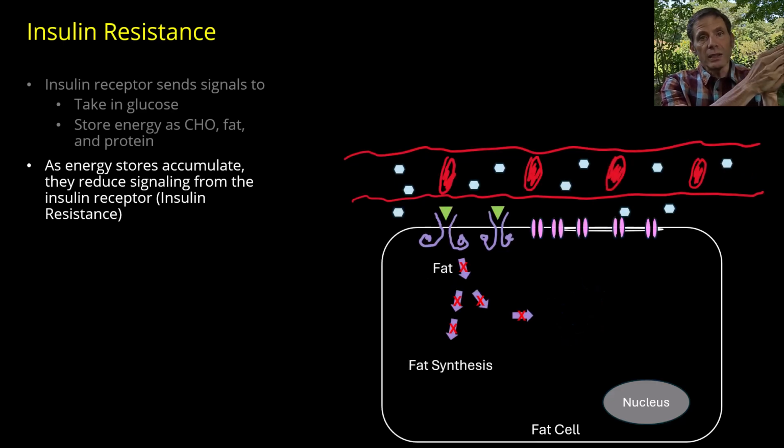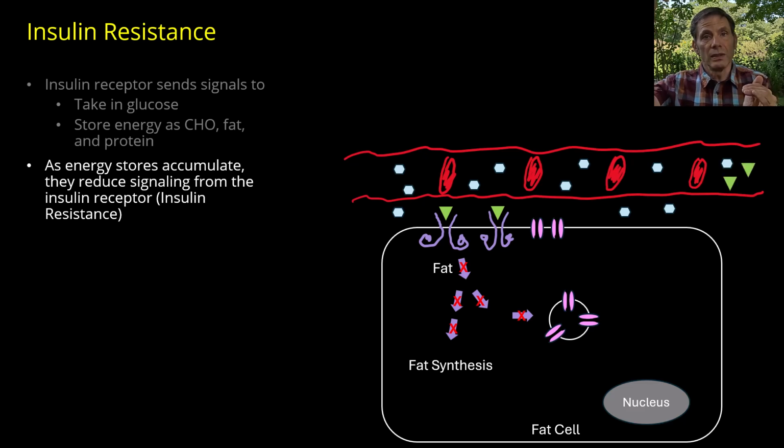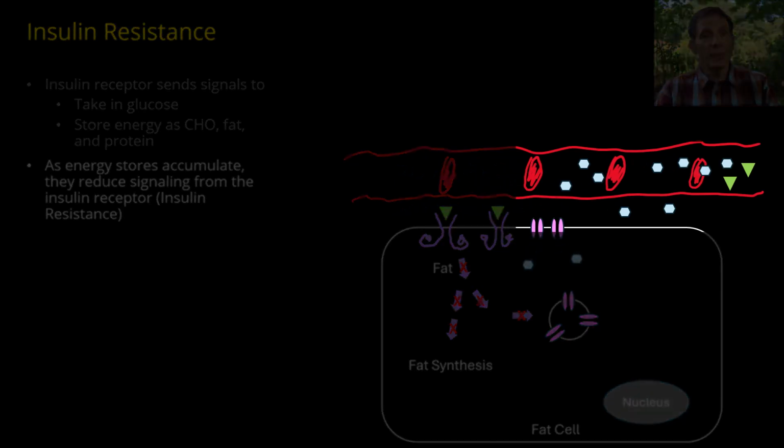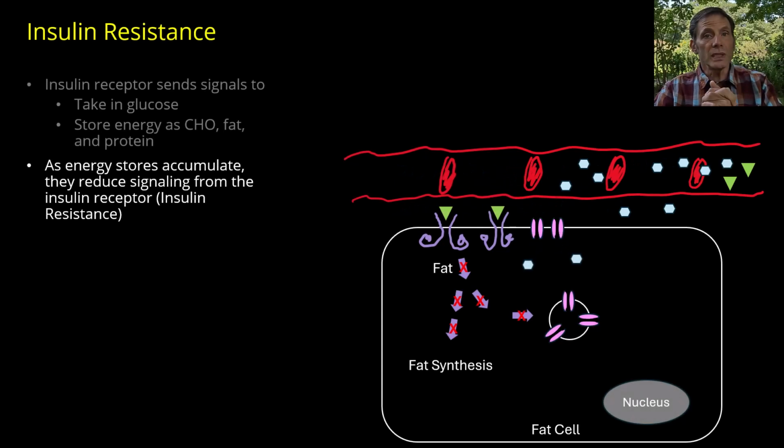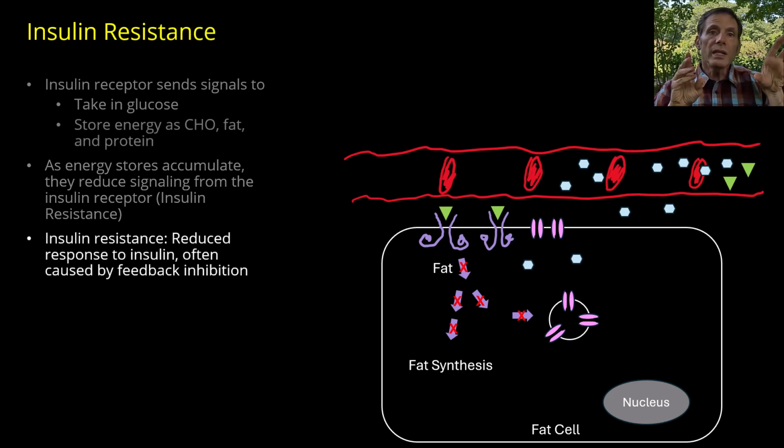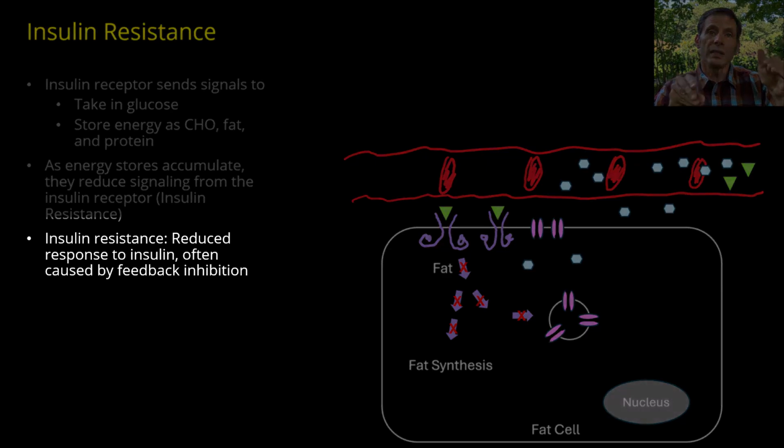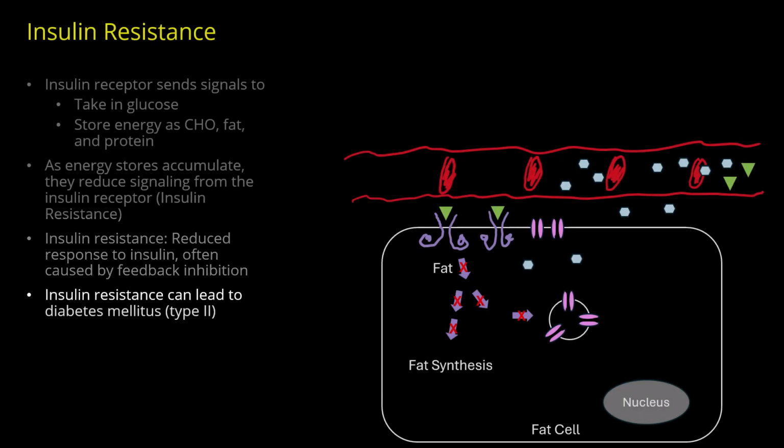This means when the insulin receptor is turned off, fewer glucose transporters are inserted into the plasma membrane of a cell, less glucose travels into the cell, more stays in the blood, and this predisposes an individual to diabetes mellitus. The reduced effect of insulin signaling from the receptor is called insulin resistance. Feedback inhibition is why obesity is a risk factor for insulin resistance and type 2 diabetes mellitus.